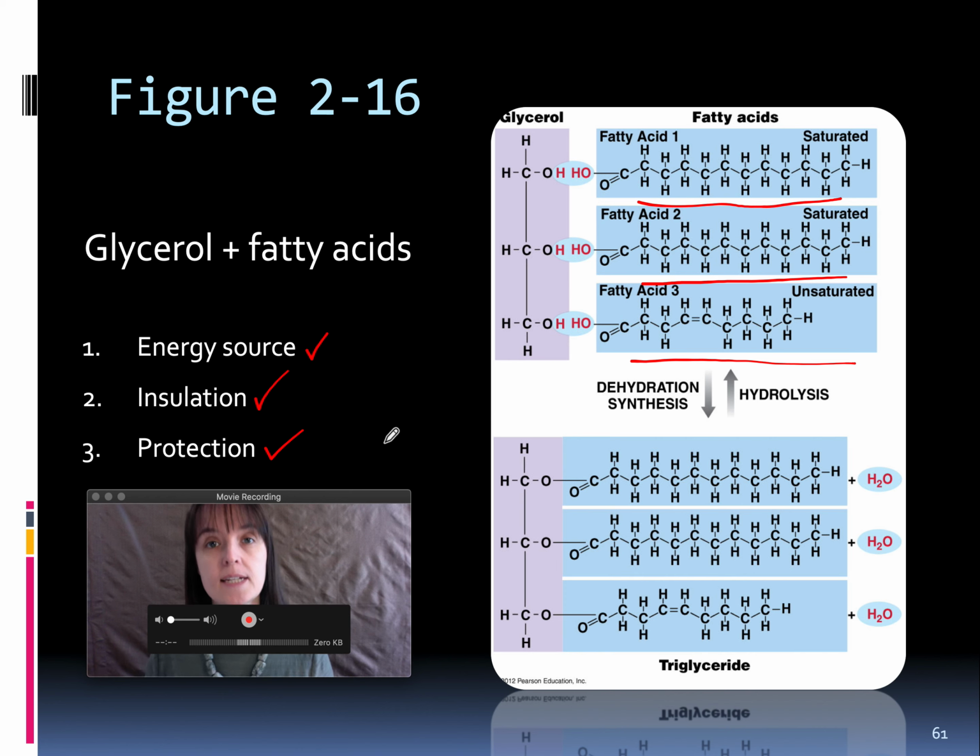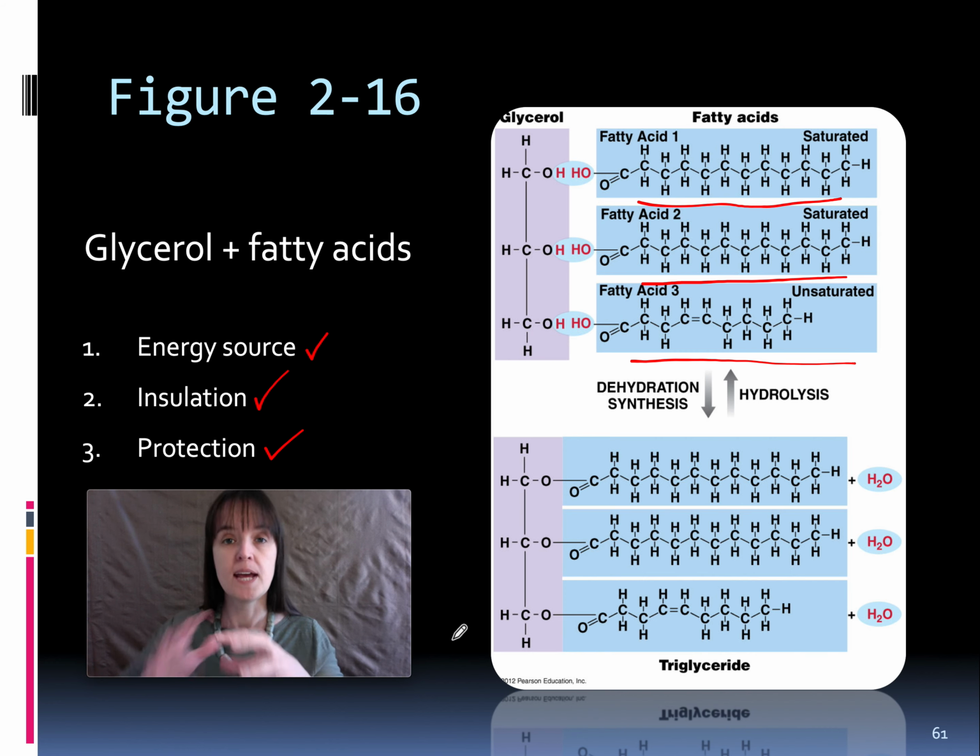Like your kidneys are retroperitoneal, as we mentioned in a previous video, chapter 1 video. But they live in a fibrous sac, and that's packed with adipose. It's packed with fat to protect your kidneys.